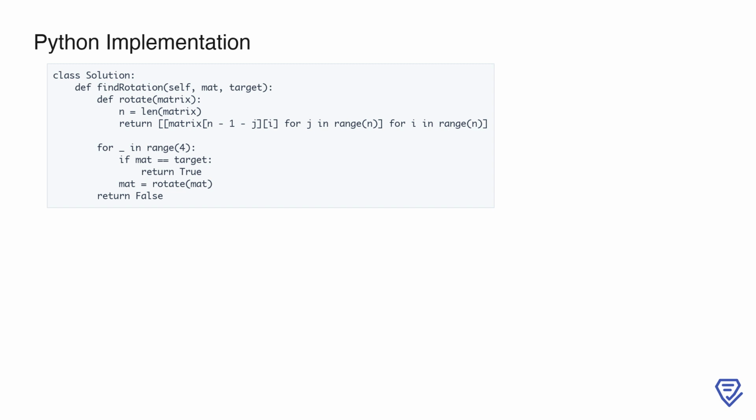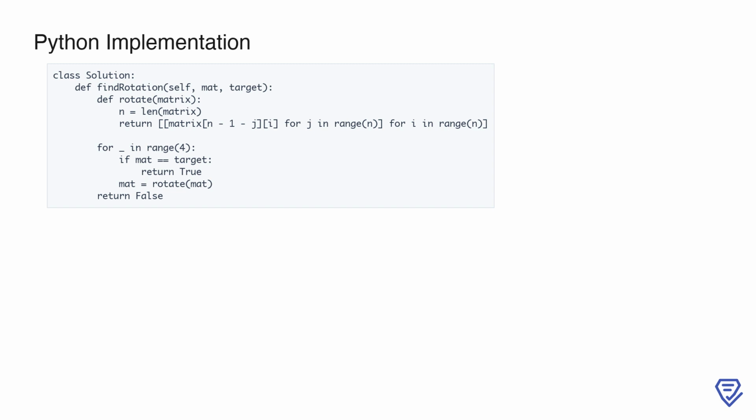1. Helper function rotate. This function performs a 90-degree clockwise rotation of the input matrix. For each element in the matrix, it maps its new position using the formula matrix[n-1-j][i]. Here, n is the size of the matrix, i is the row index, and j is the column index. A new matrix is constructed via list comprehension to reflect the rotated state.